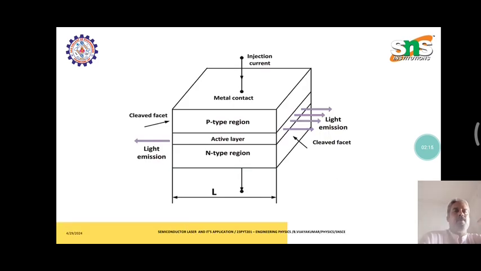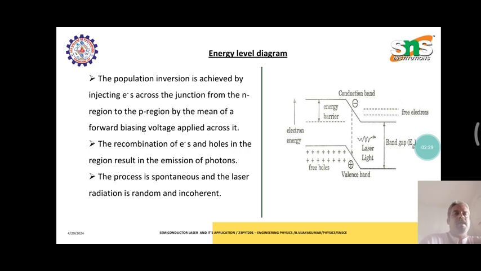This is a block diagram of the homojunction. The P and N regions form the active region in between. Two metal contacts are connected to an external power supply in forward bias. In the energy level diagram, population inversion is achieved by injecting electrons across the junction from the N region and holes from the P region by means of a forward bias voltage applied across it. The recombination of electrons and holes in the region results in the emission of photons. The process is spontaneous and the radiation is random and incoherent.